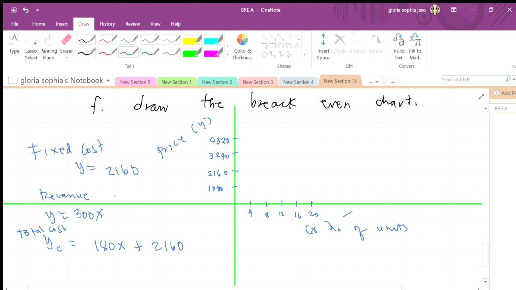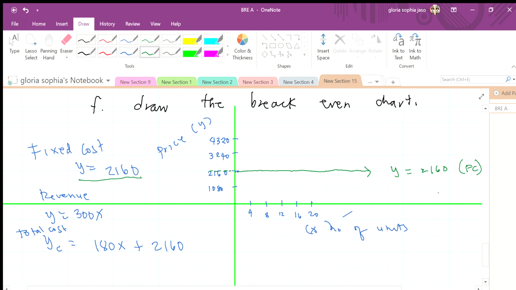So let's graph our fixed cost first. Our fixed cost, class, remember, is y equals 2,160. Here are broken lines, and here are solid lines. So, our fixed cost is just a horizontal line, y equals 2,160, and that is our FC.